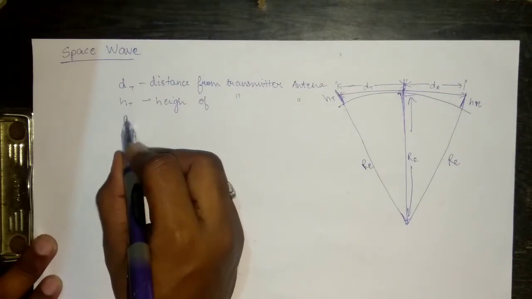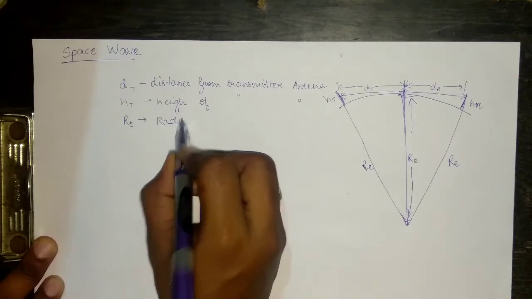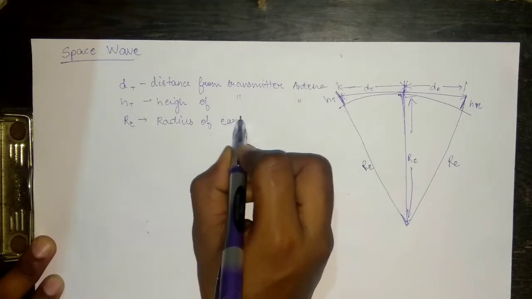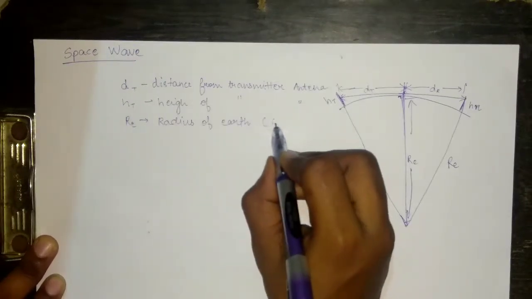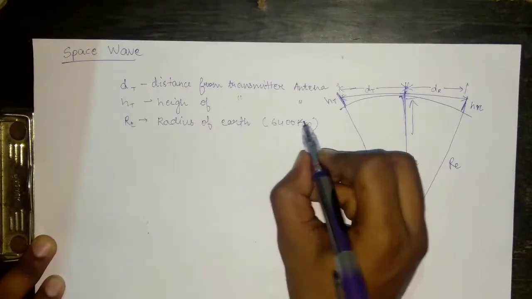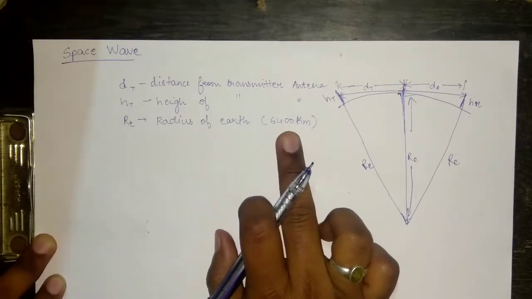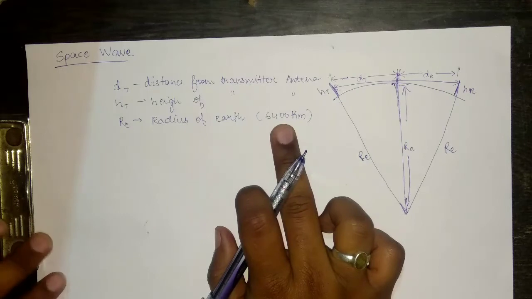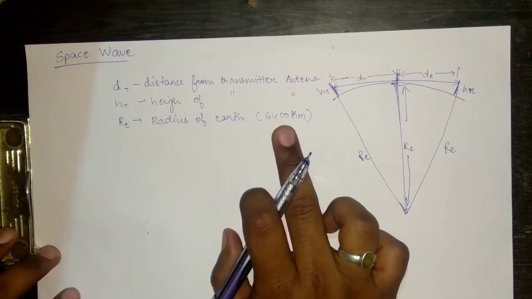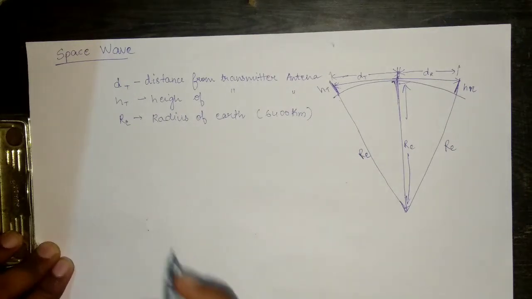Next term is re. This is the radius of earth, which is approximately 6400 kilometer. You will take this same value in your numericals. You will apply the same value for the radius of earth in your exams for the numericals. Many times it is given. If not, please remember that.